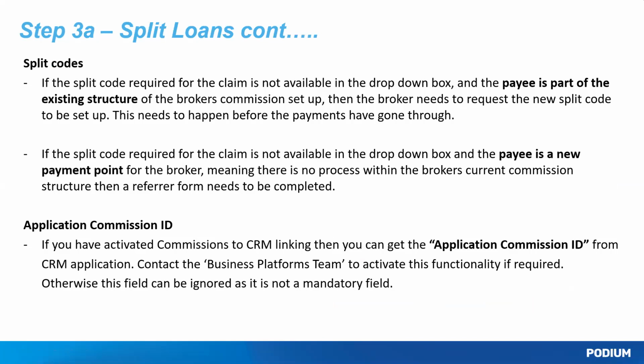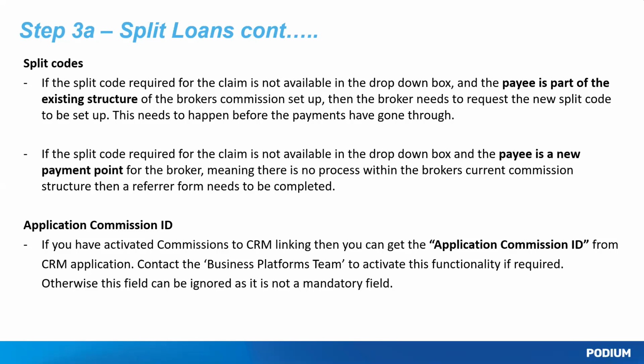A couple of notes for split loans and split codes. If the split code required for the claim is not available in the drop-down box and the payee is part of your existing structure for commission setup, then you will need to request a new split code to be set up. This needs to happen before the payments have gone through. If the split code required for the claim is not available in the drop-down box and the payee is a new payment point, meaning there is no process within your current commission structure, then you need to complete a referral form.